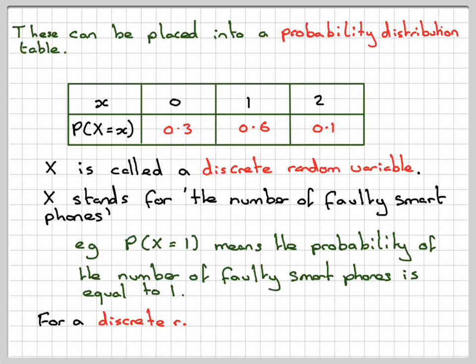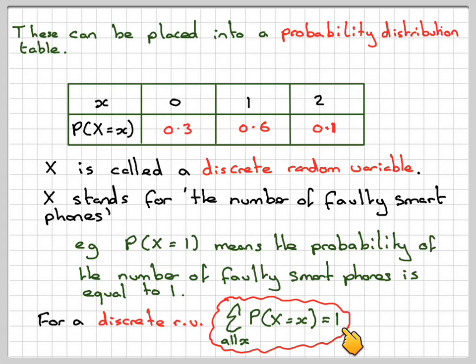The other important thing is, for a discrete random variable, if you sum all the probabilities, it has to be equal to 1. So for this to be a discrete random variable, these three probabilities must add up to 1, and the table can have 4 or 5 columns or even more, but the probabilities must add up to 1.